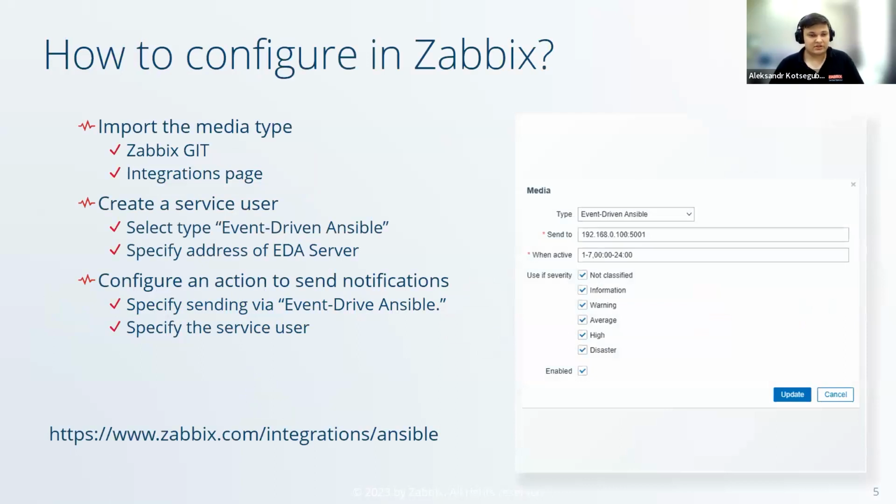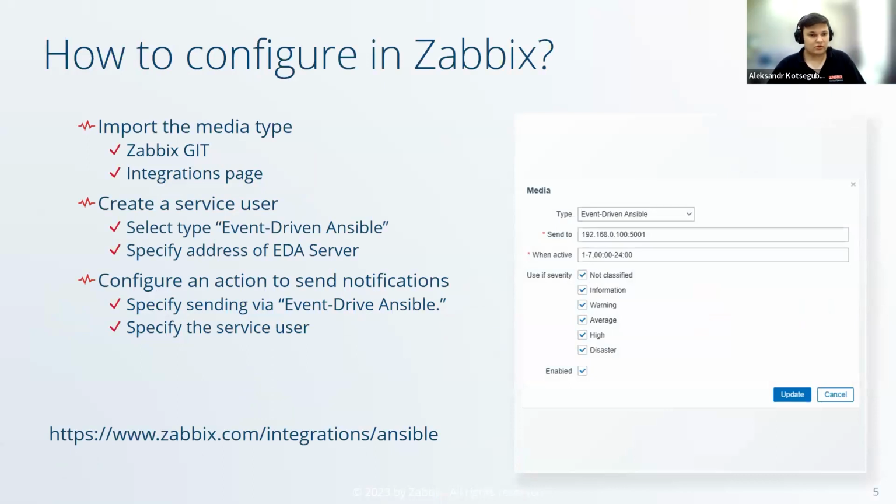And how do we configure this media type in Zabbix? Firstly, if you don't have this media type in your Zabbix installation, you need to download and import it. You can find this media type in the official Zabbix Git repository, but the easiest way is to find it on the page of integrations or by the link at the bottom of the slide.